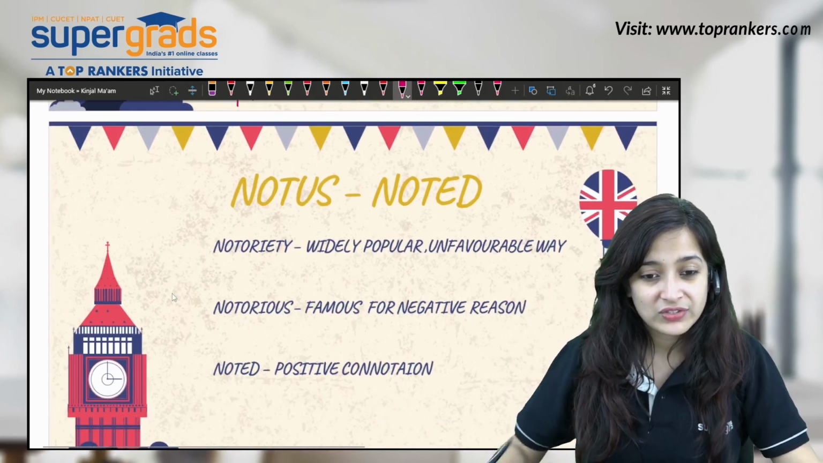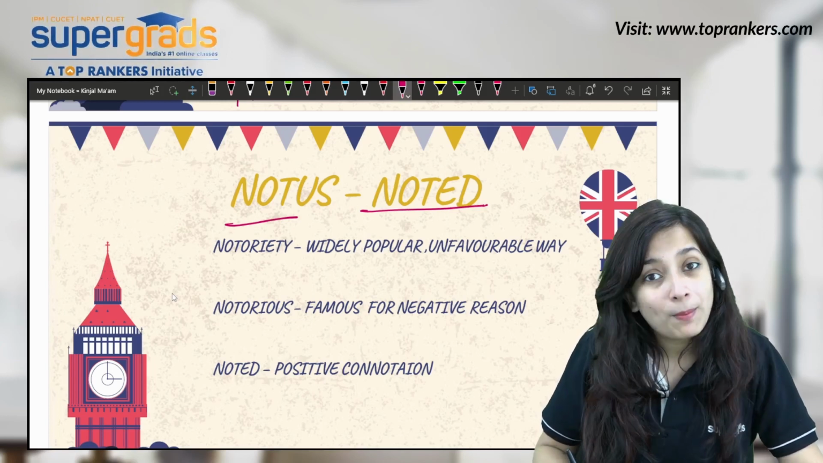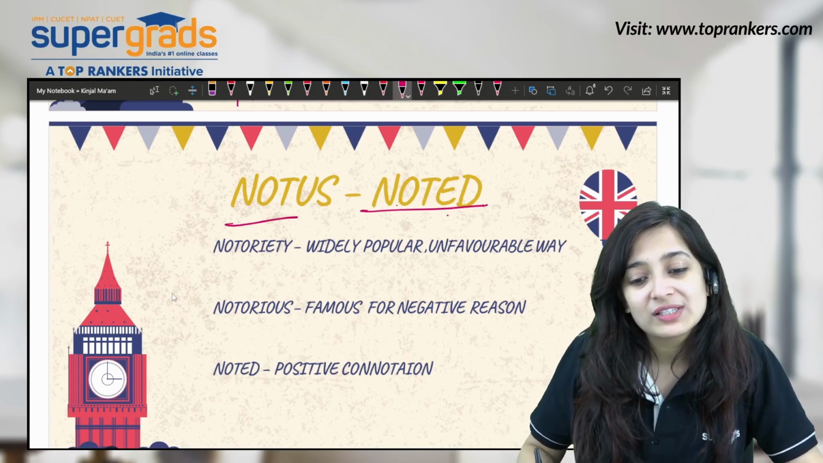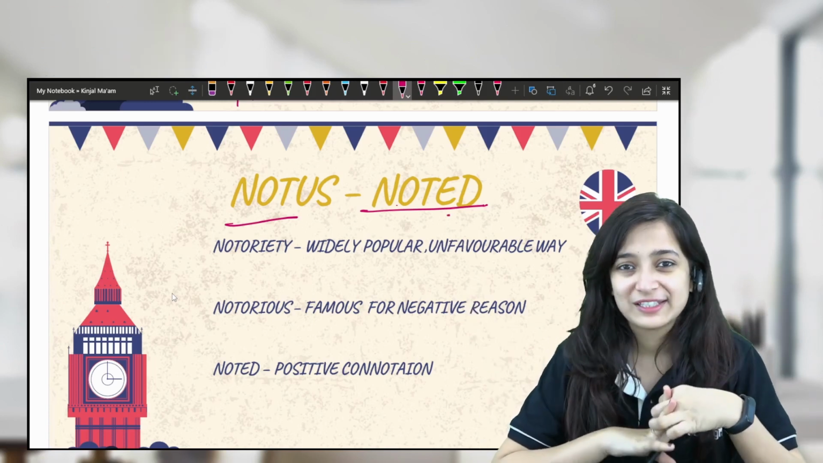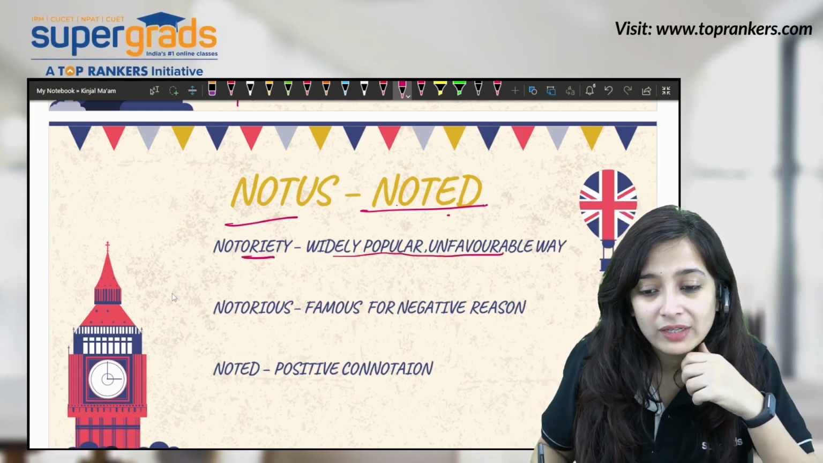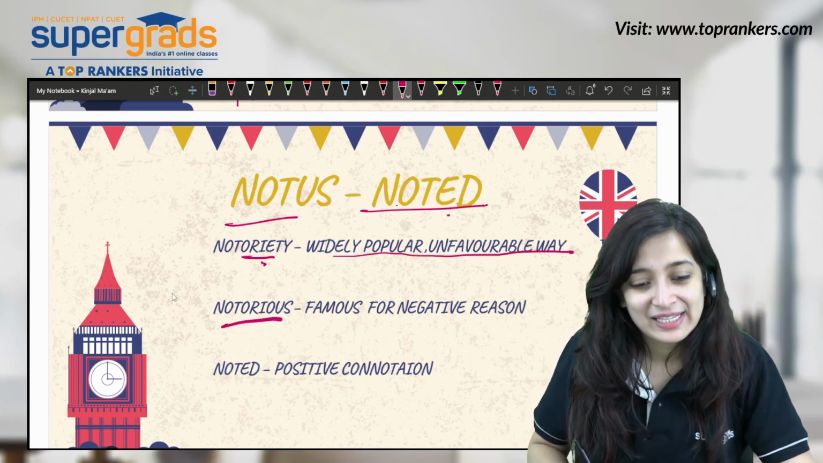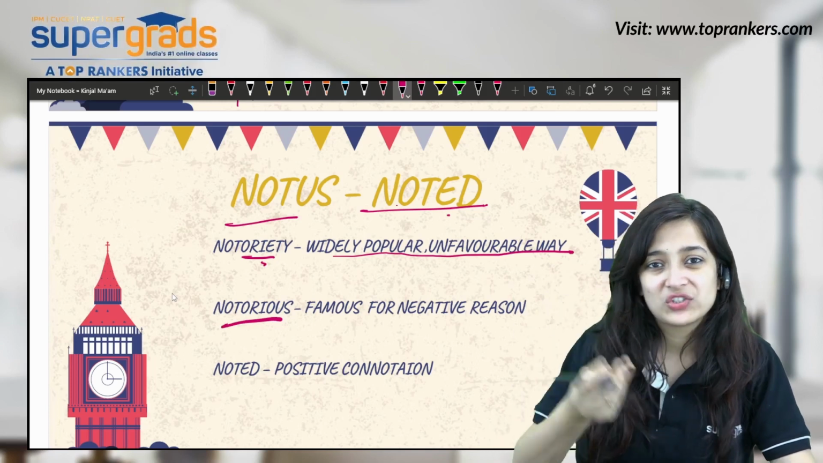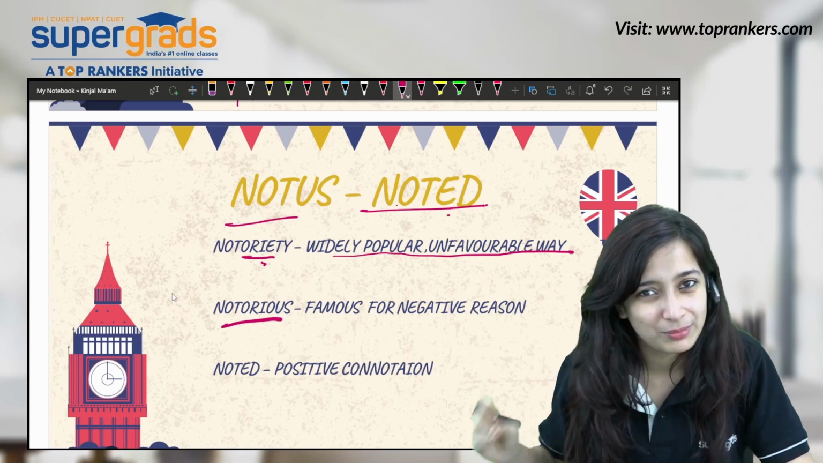Now here is another interesting word, which is noted. You might think that the usage of noted might be positive only, because there's a noted personality, noted businessman, noted politician. All of these are pretty interesting and popular people. But here, notoriety basically means widely popular in an unfavorable way. So notoriety or notorious is the catch. See, only a slight difference of a few syllables can change the meanings in the English language.